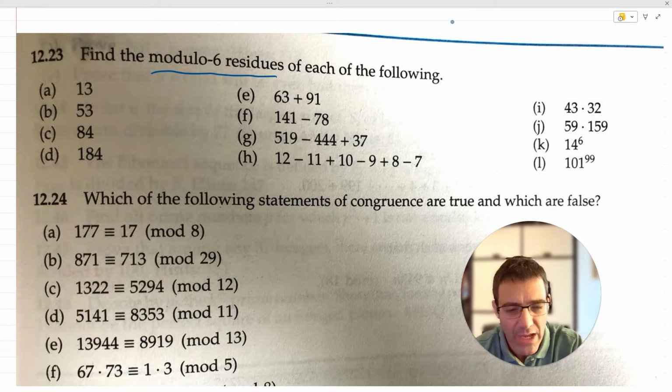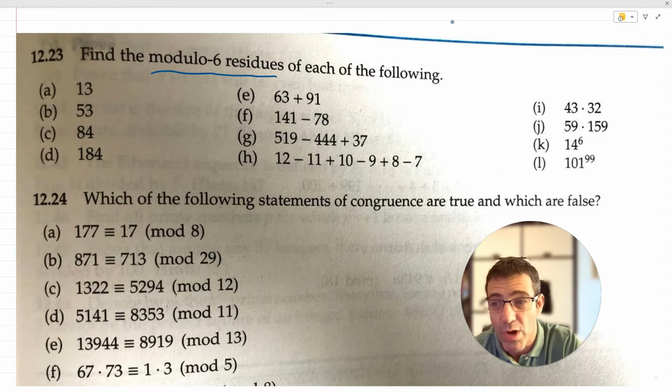So if you remember how we count, we go 1, 2, 3, 4, 5, 0, 1, 2, 3, 4, 5, 0, 1, 2, 3, 4, 5, 0. So 13 is going to be a 1 because it's just one more than a multiple of 6. So we're going to call this congruent to 1.